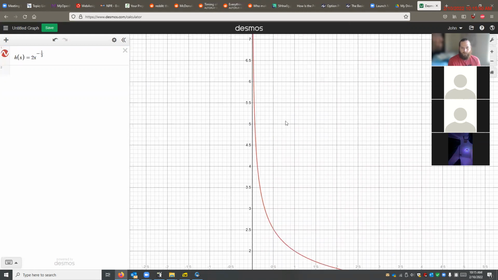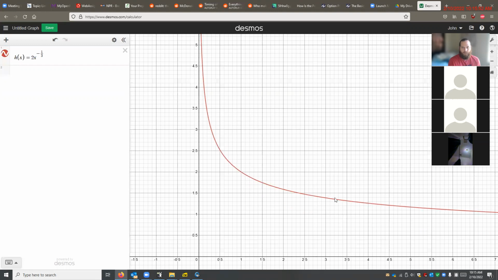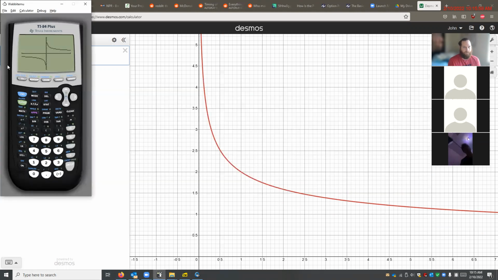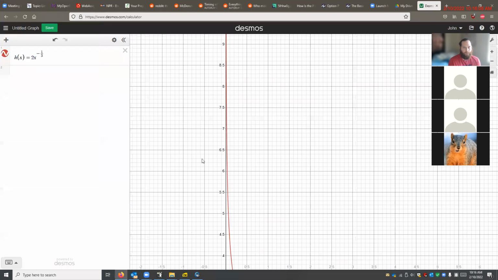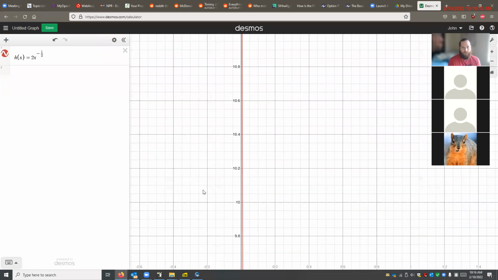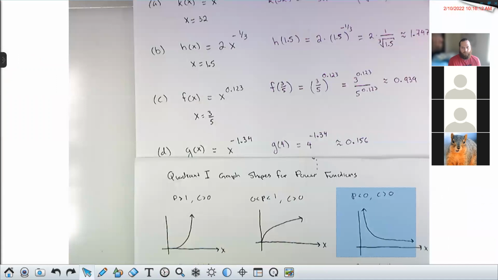And we do indeed have that shape, right? We have this kind of hyperbolic shape. You can compare the output from the graphing calculator, which makes it look like this thing has a y-intercept, to the output from Desmos, where you can see that it really does not have a y-intercept. And that's one of the features of these power functions. If the power is negative, then there is no y-intercept. That graph will never actually hit the y-axis.